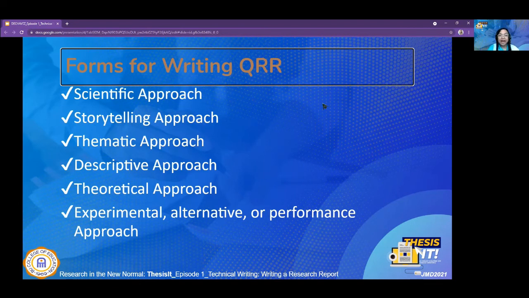We also have the descriptive approach. Under the descriptive approach, most of the time, it describes the people and the places which carry the narrative. So the descriptive approach typically conveys a typical day in the life of an individual.